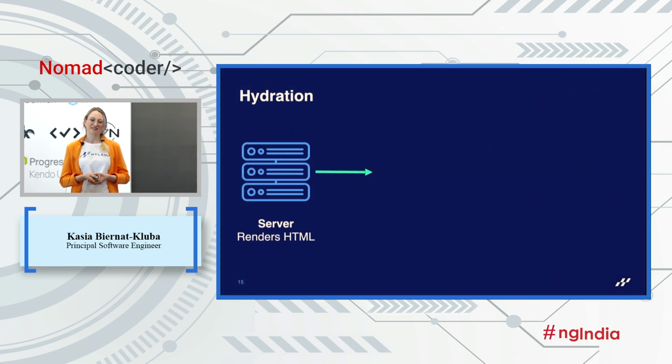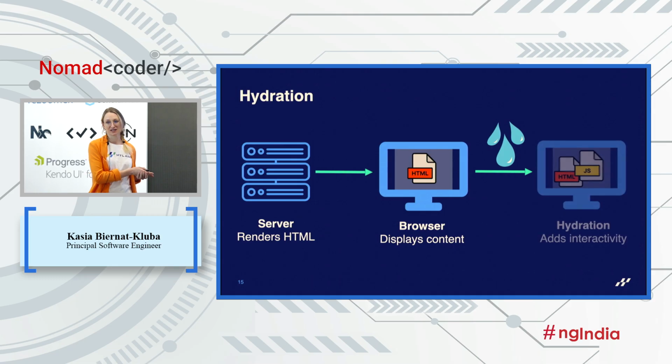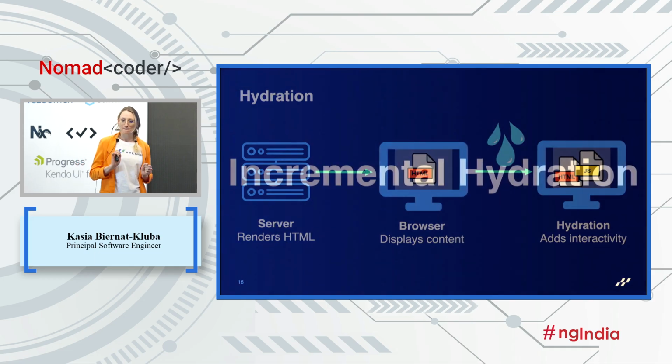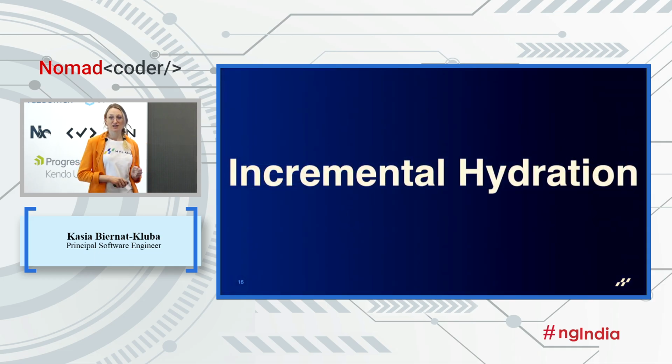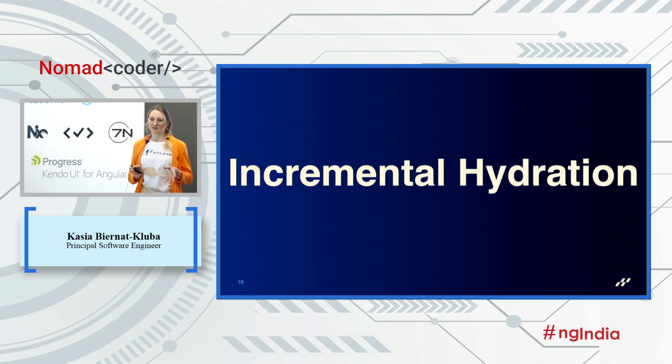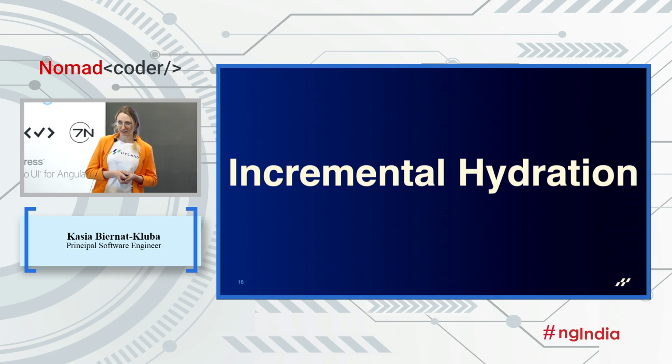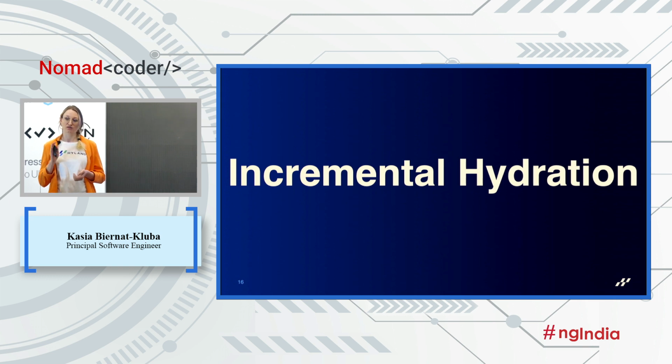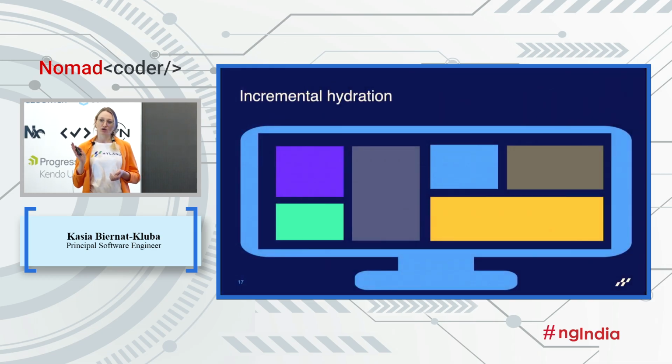Okay, so basically, the server renders the HTML. It sends the already rendered website to the browser, and then the hydration kicks in, which makes your page interactive again. So this is all nice, but there is one problem with it. We hydrate all of the page at once. Now with Angular 19, we have a new cool feature that is incremental hydration. With incremental hydration, we can control which part of our website is hydrated and under what condition.